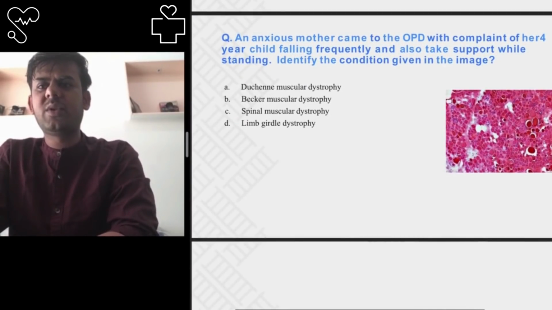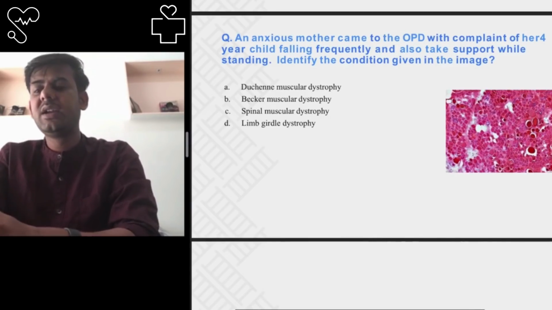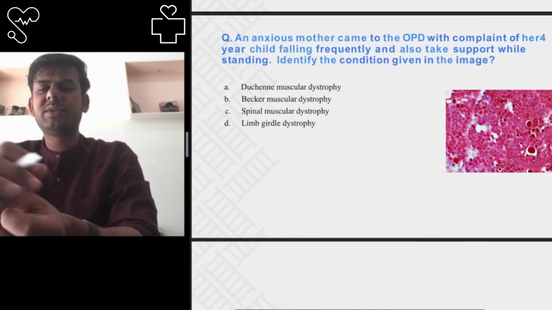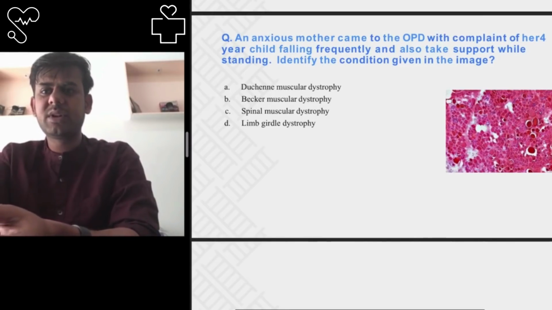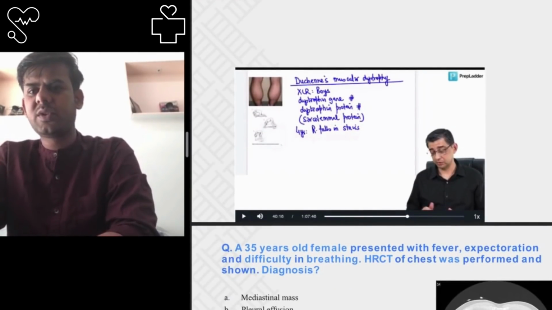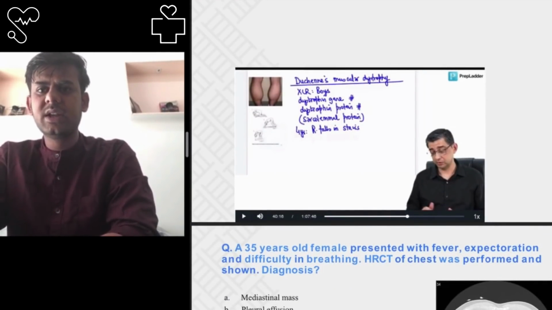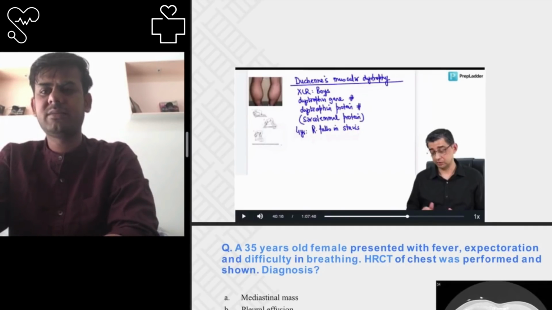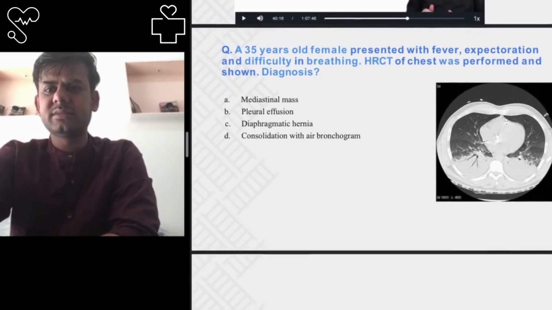Another question was, an anxious mother comes to an OPD with a complaint of her 4-year-old child falling frequently and also taking support while standing. Identify the condition. Falling frequently and taking support while standing probably gives you a clue about proximal muscular dystrophy, and in this scenario it is Duchenne muscular dystrophy. It is more common in boys, generally progressive, generally starts at the age of 4 or 5 and progresses rapidly.